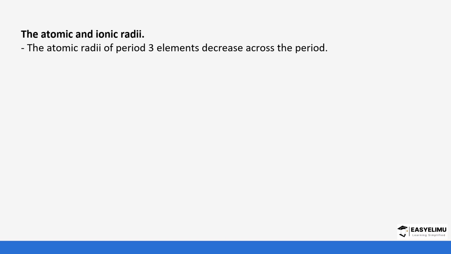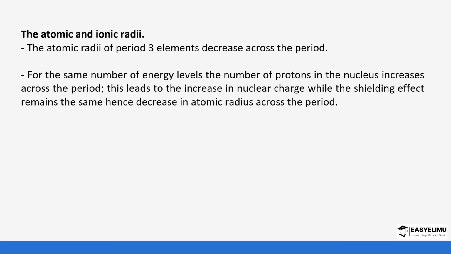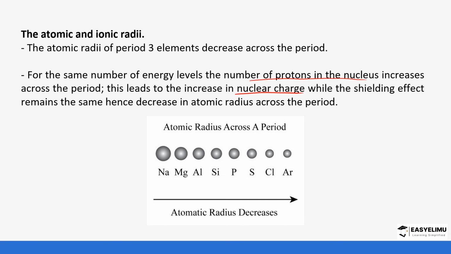Another property is the atomic radius and the ionic radius. So this is a very common question. The atomic radius of period 3 usually decreases across the period. The reason why it decreases across the period is even though we have the same number of energy levels, the number of protons are increasing gradually across the period. This leads to the increase in the nuclear charge while the shielding effect remains the same, hence decrease in the atomic radius across the period.